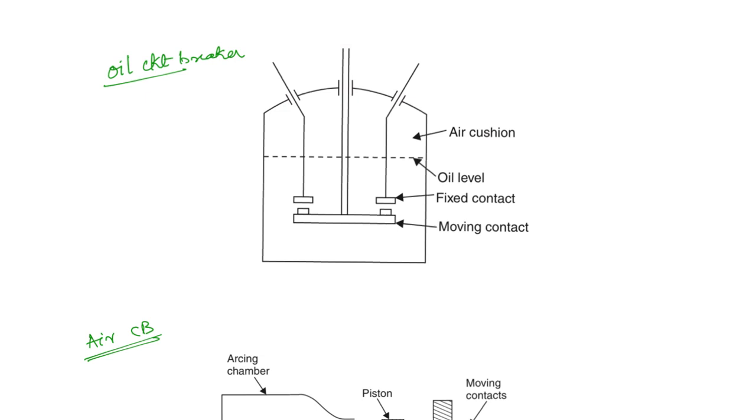So that will be extinguished in the oil medium, and when the arc is formed and has to be extinguished, the oil will expand because of the arc formation. For that we need an air cushion. Okay, so this is the rough working of an actual oil circuit breaker.